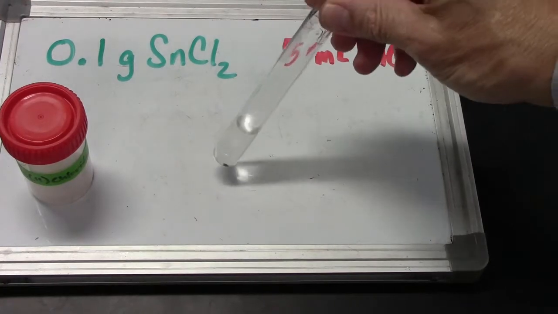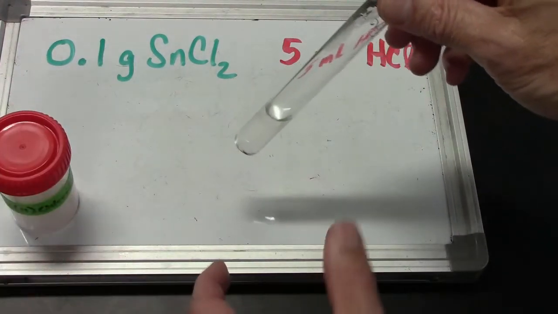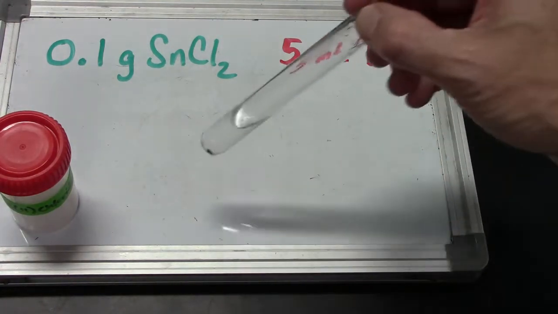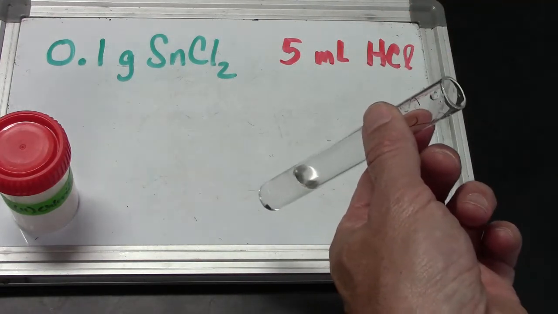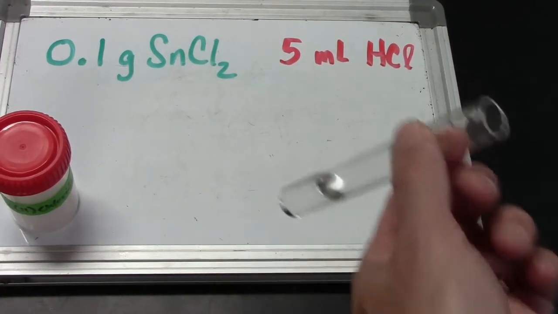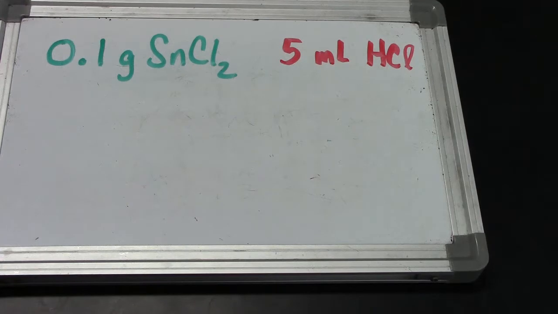Here's a solution I made by dissolving 0.1 grams of tin chloride in 5 milliliters of HCl. And it looks great. But if I were to scale this up, it will result in unreasonable quantities of acid needed. Let me show you how that works mathematically. So this is a ratio that worked, gave me a nice solution, but it's not an optimal ratio.